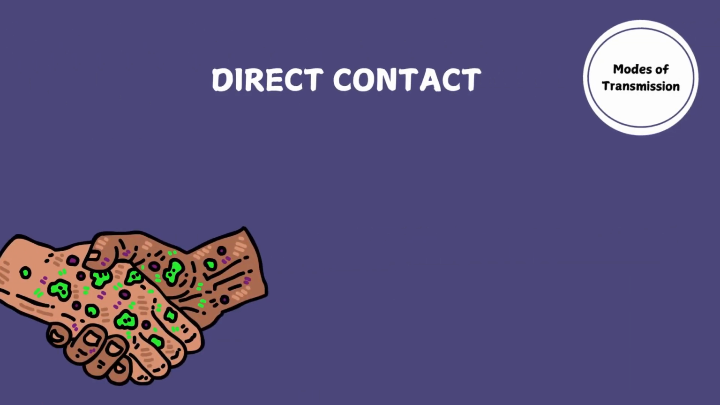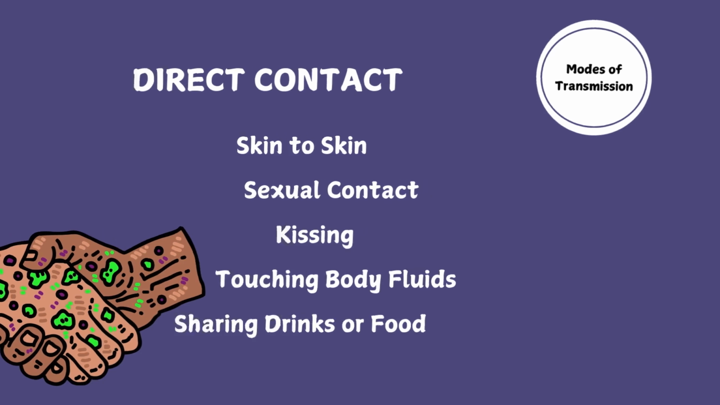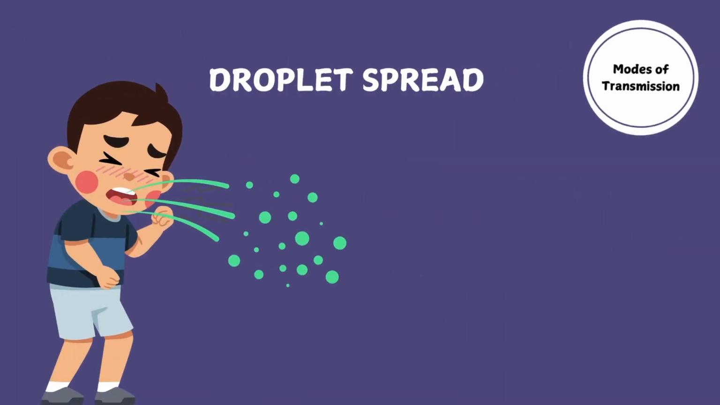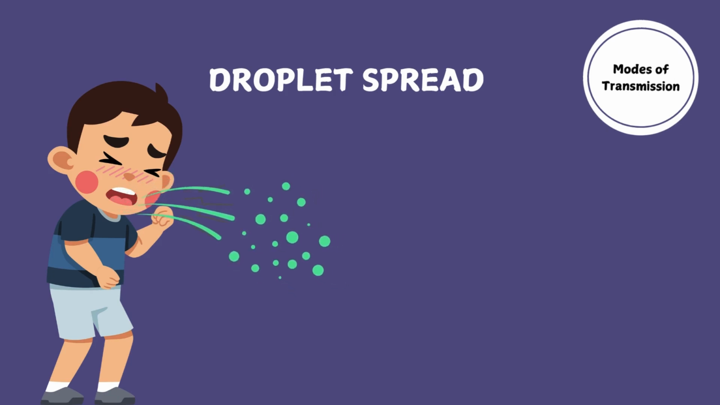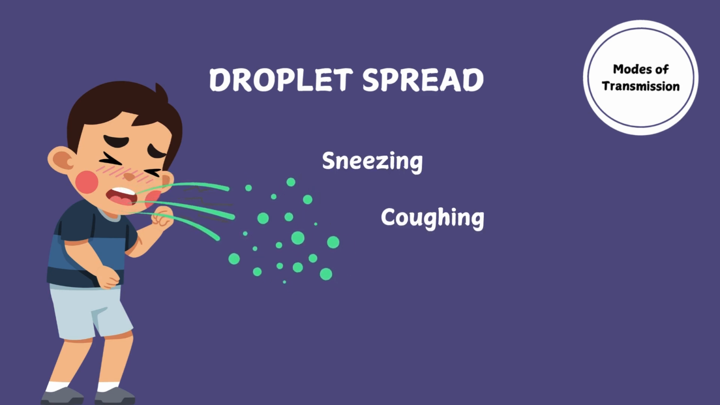Direct contact transmission occurs when the infection is spread through direct physical interaction with the infected person. This can include skin-to-skin contact, such as shaking hands, sexual contact, or kissing. In these cases, the pathogen is passed from one person to another without the involvement of an intermediary object or surface.